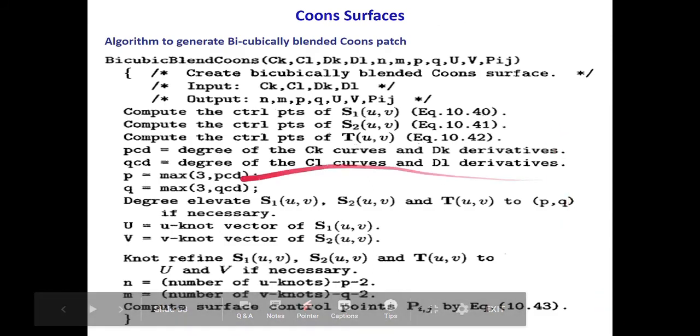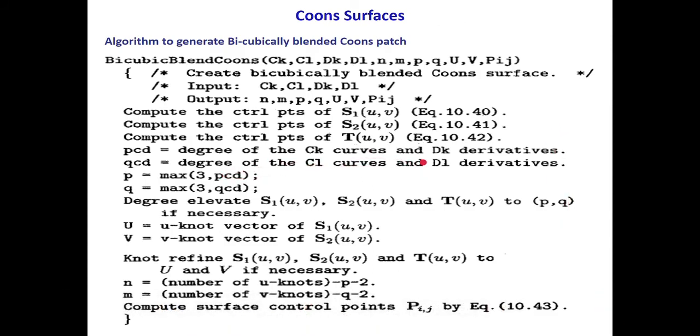Then the next step is to calculate the degree of the CK curves and DK derivatives, and similarly CL and DL derivatives, which are represented by PCD and QCD. And once we have found out the degrees, then we assign the maximum value between those degrees and the number 3 to the two new variables p and q.